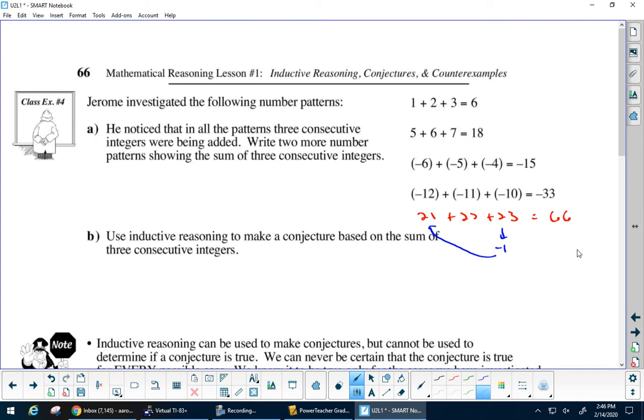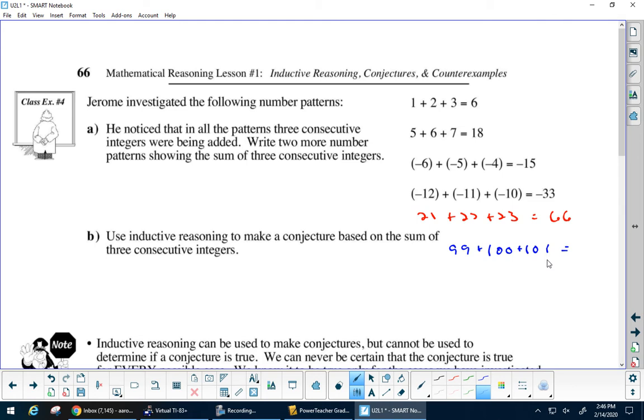66. So I want you to just watch quick. If I gave you 99, 100, 101, what would be the sum? 300. What's a fast way to do it now? The middle number times 3. Look, 2 times 3, 6 times 3, negative 5 times 3, negative 11 times 3, 22 times 3, 100 times 3. Right? Because that 1's always going to come here, and that would be 100 plus 100 plus 100.